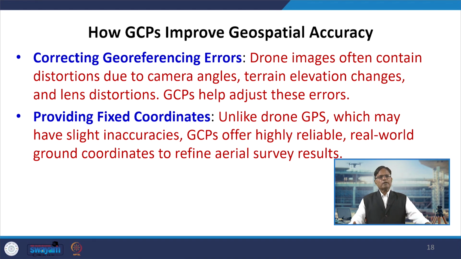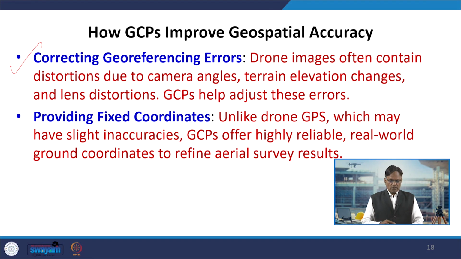How can GCPs improve geospatial accuracy? They will correct the georeferencing error. Drone images will have some distortion. Maybe when we have photogrammetric images, due to the camera angle, and due to the elevation of the terrain, relief is present. So, we will have lens distortion. There could be some distortion present in the data. These GCPs will help us adjust for those errors in the data.